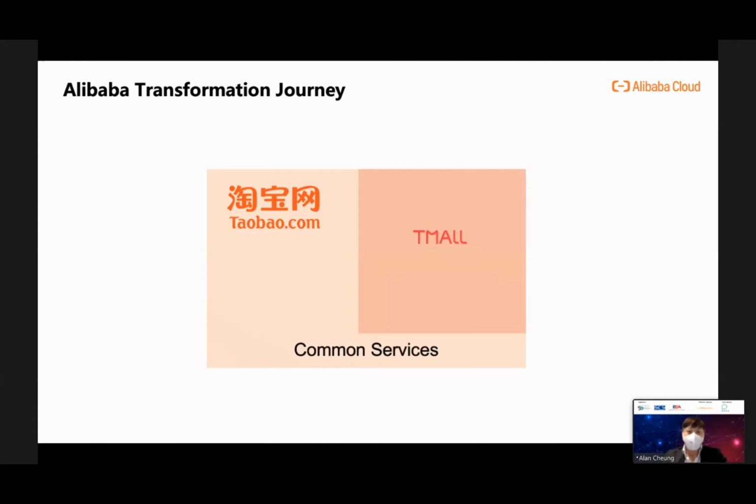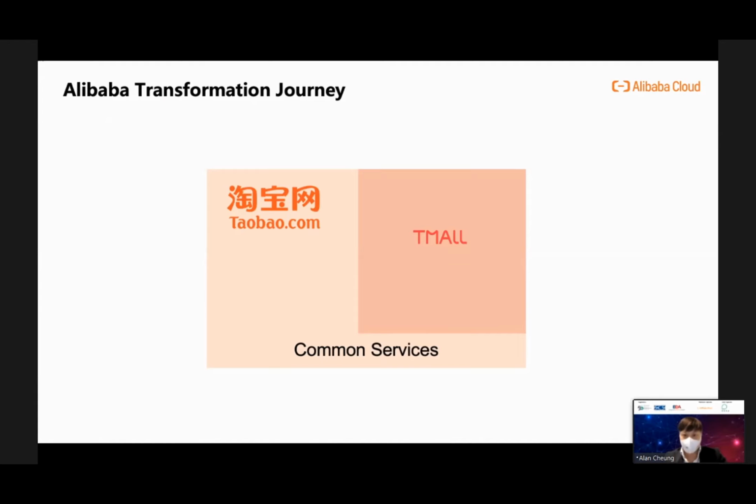And then Tmall evolved, becoming bigger and bigger, and Taobao started to put out some common services that Tmall can leverage. Basically, it was a very small portion of common services that Tmall could leverage, because Taobao was actually leading and had been there for a long time.